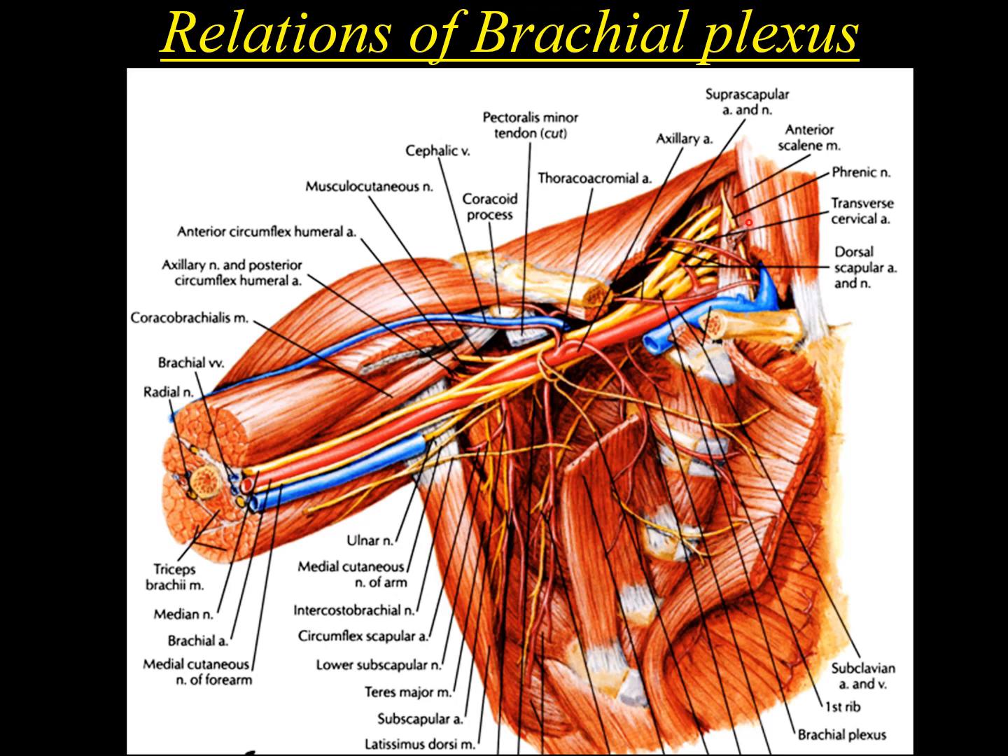So roots in the neck, trunks in the posterior triangle, and then below it passes and gives divisions from the trunks below the clavicle, and then the cords are formed in the axilla, and then the final terminal branches of the plexus are formed in the arm. So that is the position and relation of the brachial plexus: roots in the neck, trunks in the posterior triangle.